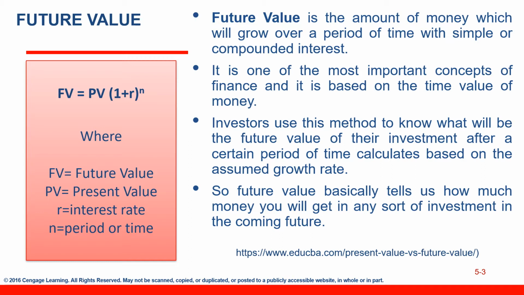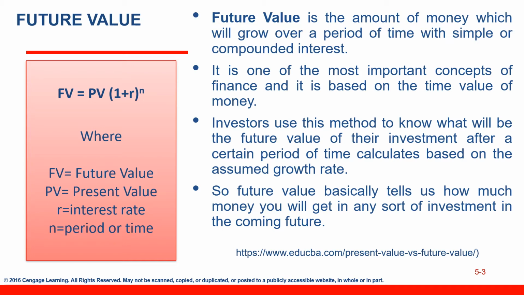So our formula for the future value is FV, which stands for future value, equal to PV, which is present value, multiplied by (1 plus R) raised to the power of N. R is our interest rate, N is our period or time. So how do we get this formula?